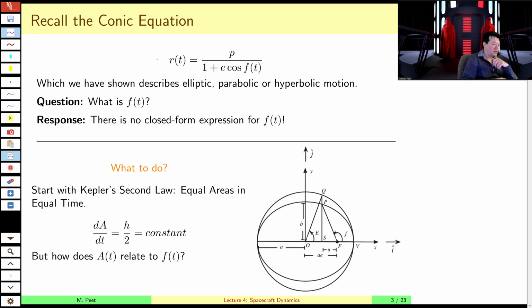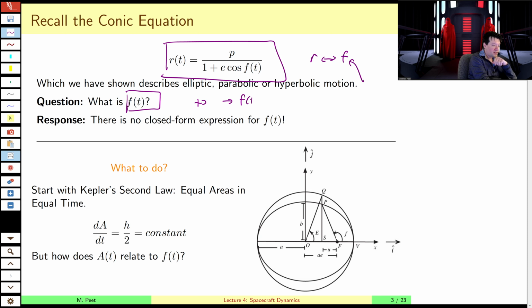As I sort of stated on the introductory slide, we have a way of converting from R back and forth to F through the polar equation. And this works for elliptic, parabolic, and hyperbolic motion. Once you have true anomaly, however, propagating that true anomaly forward in time is much more difficult, right? So finding an expression for F, a map between T and F of T, is much more problematic.